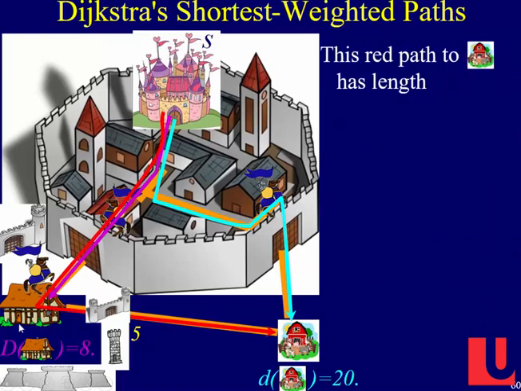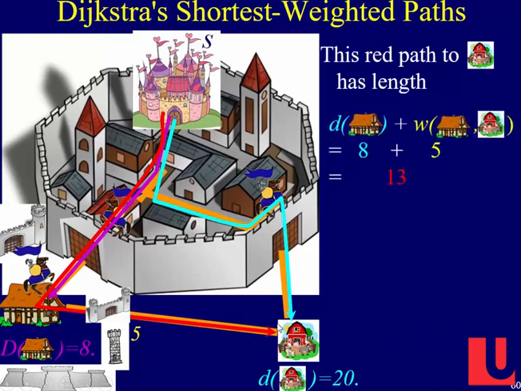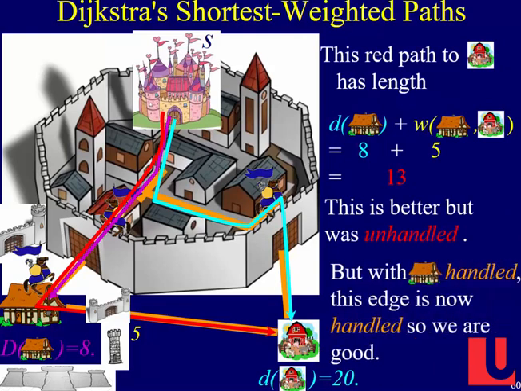So here, the path to this house is of length 8, and now there's an edge here of length 5, and that gives us a new path of length 13, right? Everybody see we have this new path, and the 13 is better than the 20, right? So we update it.